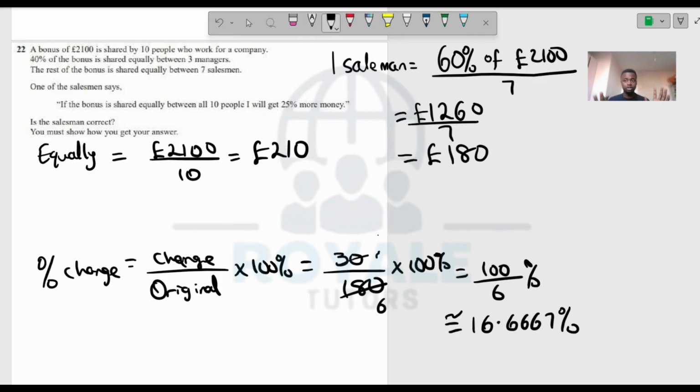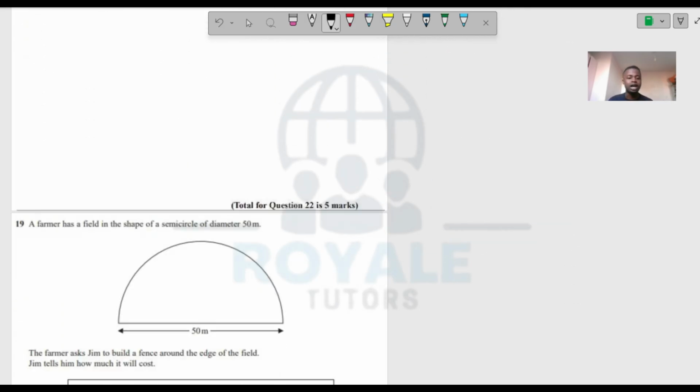Having shown all of these workings, it is important to put that answer so that you can have your full mark. So having shown all of this working, no, the salesman is not correct. You can go ahead to say that the salesman would have gotten 16.66, or say approximately 16.6667% more money. Right? With that, you're going to have your 5 marks.